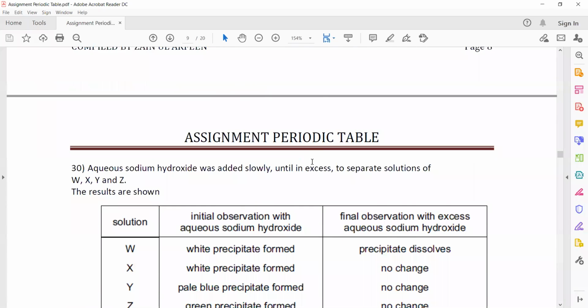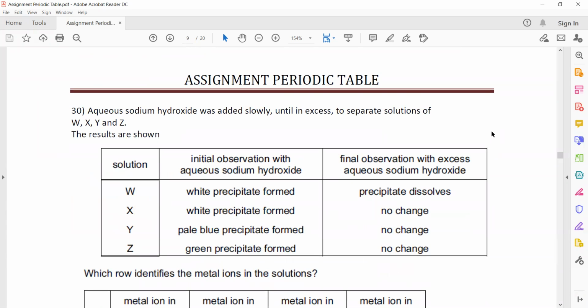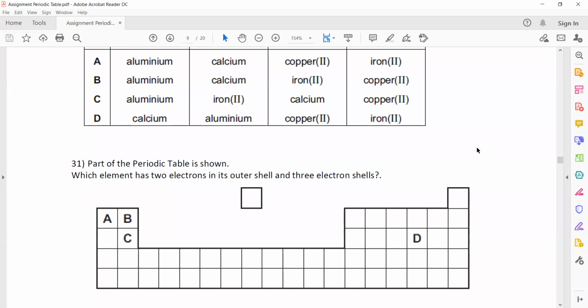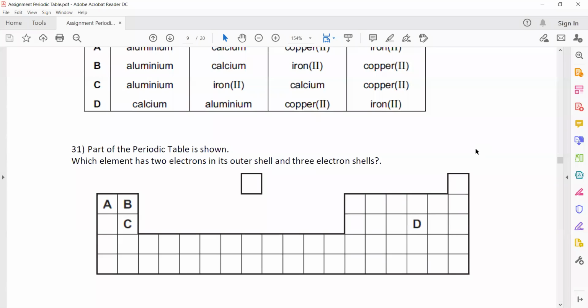The reason why I skipped some of the questions is because I want you to solve them as homework. That's why I'm not discussing all of them. I want you to use your understanding when you solve the homework.